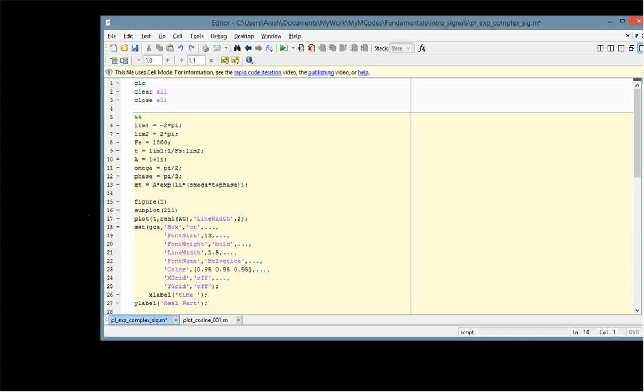Based on these values, we generate the signal xt, which is a times exponential of 1j or 1i into omega t plus phi. That means it is basically a complex exponential signal. Now we can plot this signal in two ways. One is to plot both the real and imaginary components of the signal, and the second way is to plot the magnitude and phase terms of the signal. Let us look at both the results.